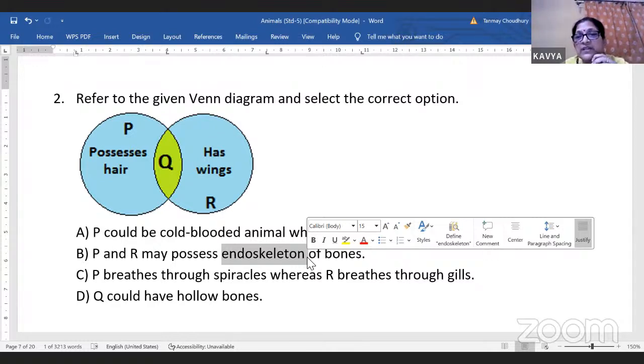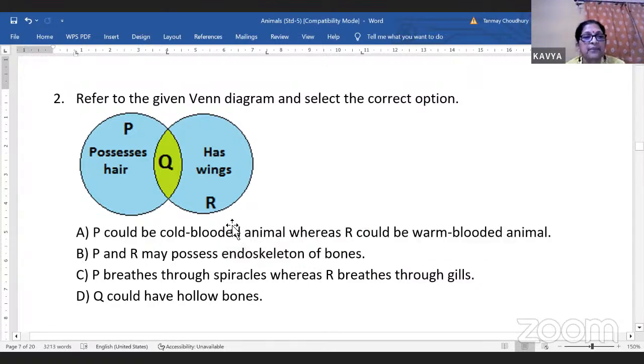So insects, oysters, snails and worms don't have an endoskeleton, but they have an exoskeleton. Animals which have got endoskeleton are mammals, birds, amphibians, fish, reptiles. So can this be an answer? P possesses hair, which is mammals, and mammals do have endoskeleton. Yes. R possesses wings, for example birds or bats, they do have endoskeleton. Yes. So this will be the answer.